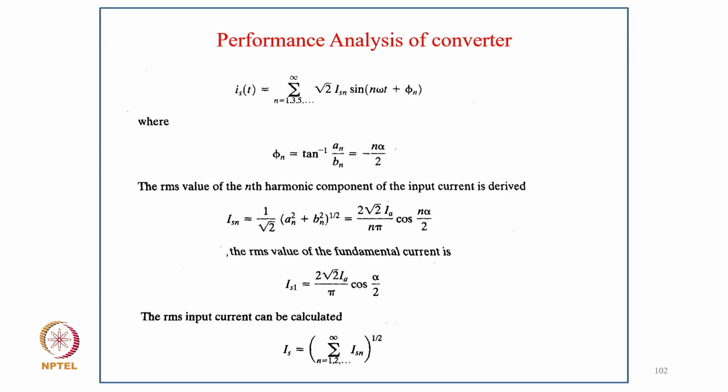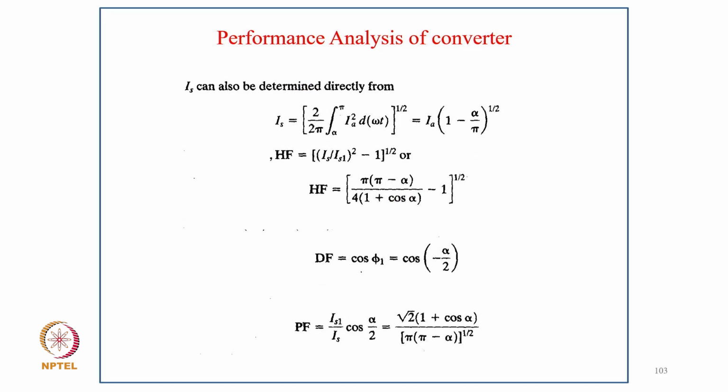The RMS value of the nth harmonic component of input current is ISN equal to 1 upon √2 times (An² + Bn²) to the power half, or equal to 2√2 Ia upon nπ cos nα by 2. The RMS value of the fundamental current is IS1 equal to 2√2 Ia upon π cos α by 2. The input RMS current can be calculated as IS equal to the sum over n equal to 1 to infinity of ISN squared to the power half. And IS can also be determined directly.